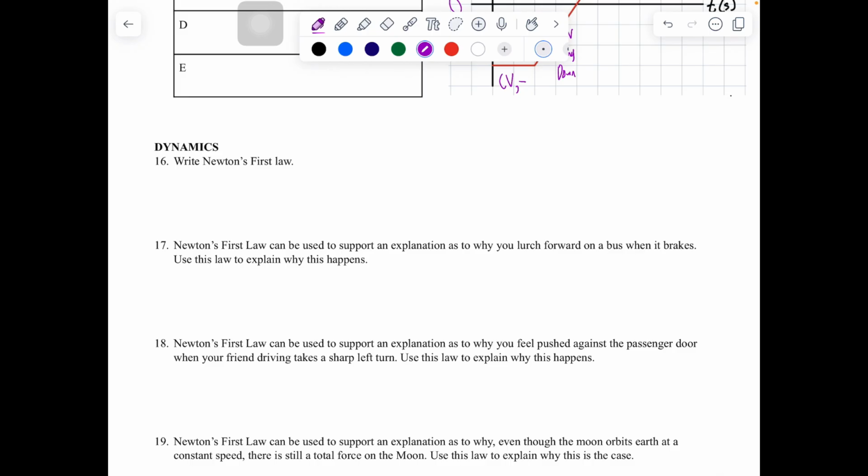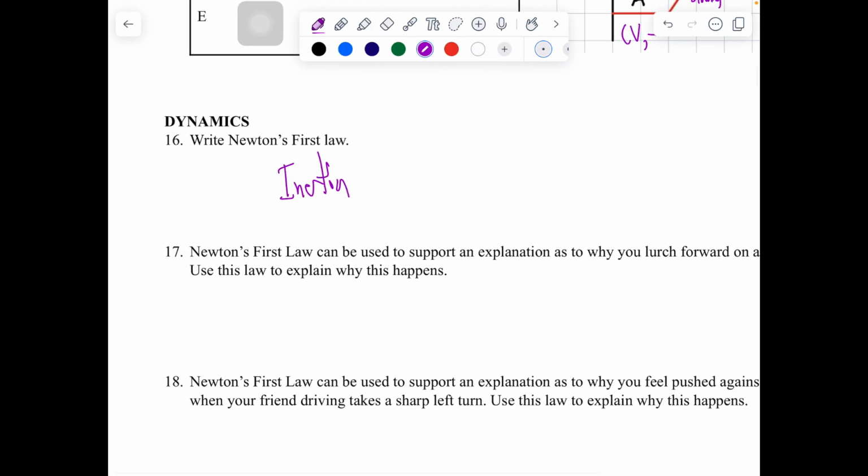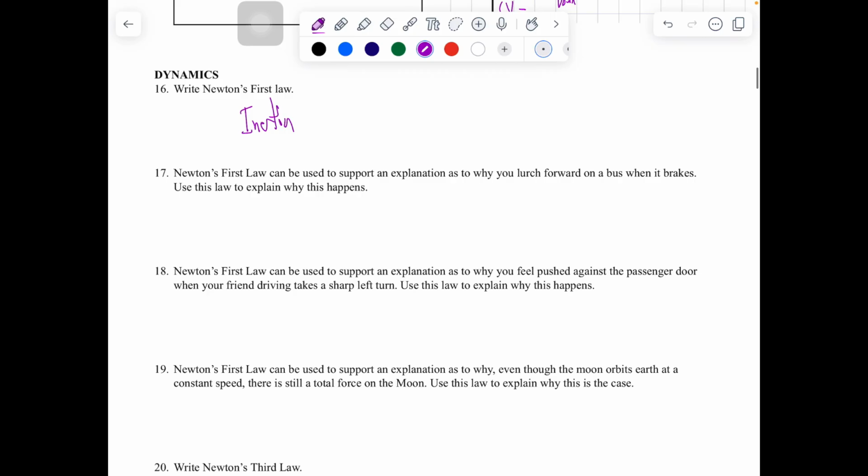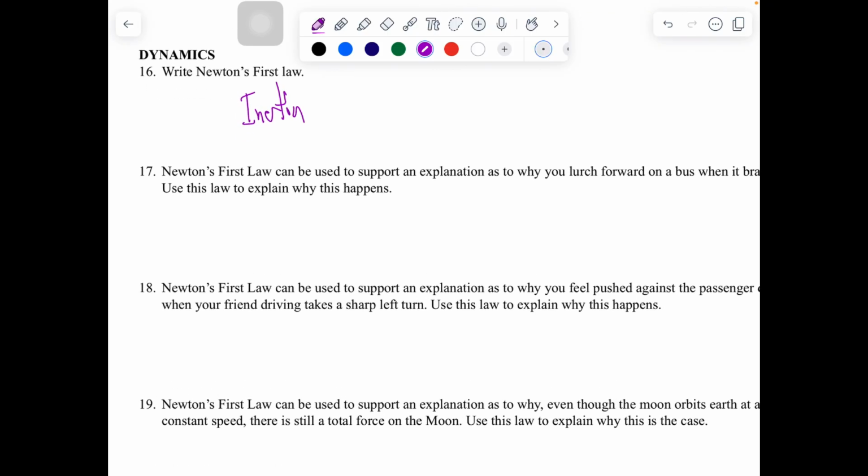Newton's first law. This is the law of inertia. Objects in motion tend to stay in motion. Objects at rest stay at rest unless there is some external unbalanced force. Newton's first law can be used to support an explanation as to why you lurch forward on a bus when it brakes. Well, you have inertia. You are moving with the bus, the bus stops moving, but you don't stop moving until there's some external force to stop you. So that could be the seatbelt, or that could be, say, you hitting the seat in front of you.